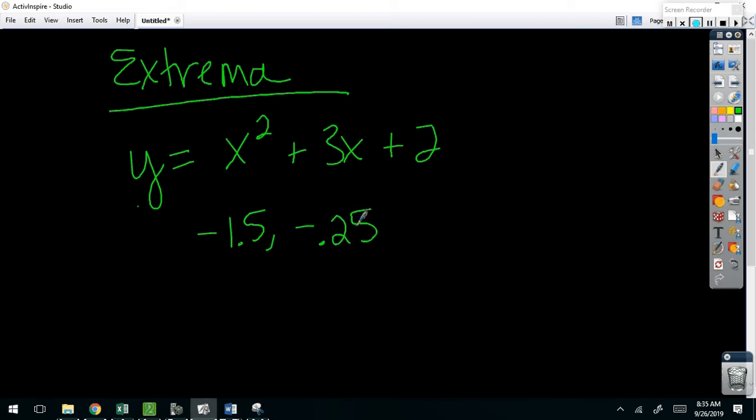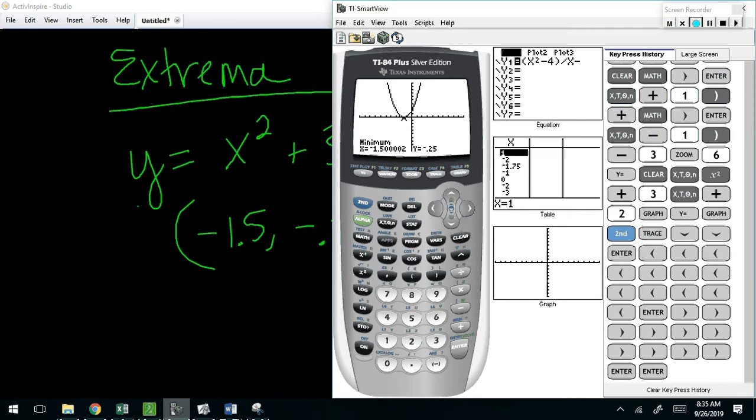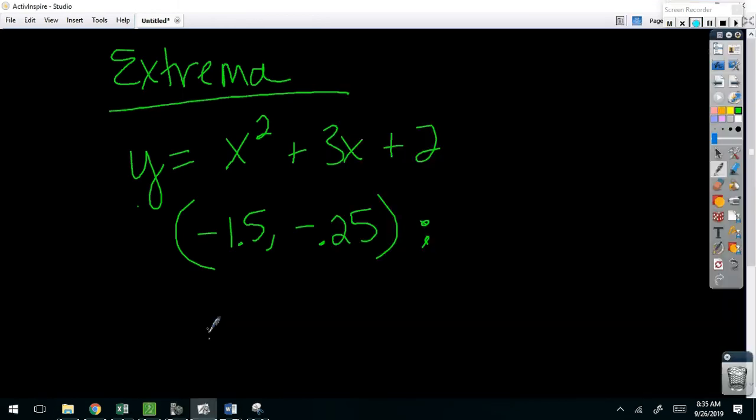Negative 0.25. Is that an absolute minimum or a relative minimum? Absolute minimum, because it is absolutely the lowest point on the graph. Does that make sense to everybody how we use the calculator to find it? Left, right, enter. So left of the minimum or the maximum, enter, then go to the right.